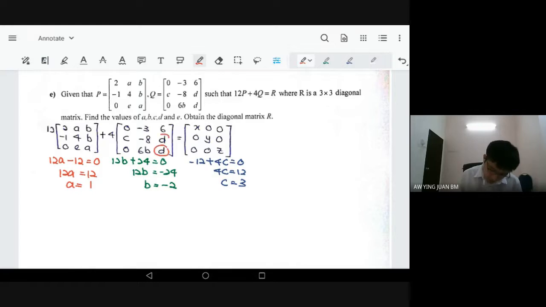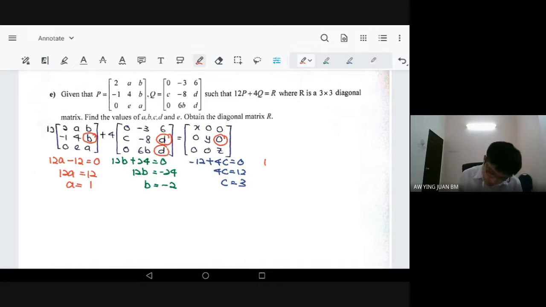Here also have D. So my suggestion is to select the A23. Because for the A33, we have A, we have Z, too many variables. So my suggestion is to select the A23. So here we have A23, A23.